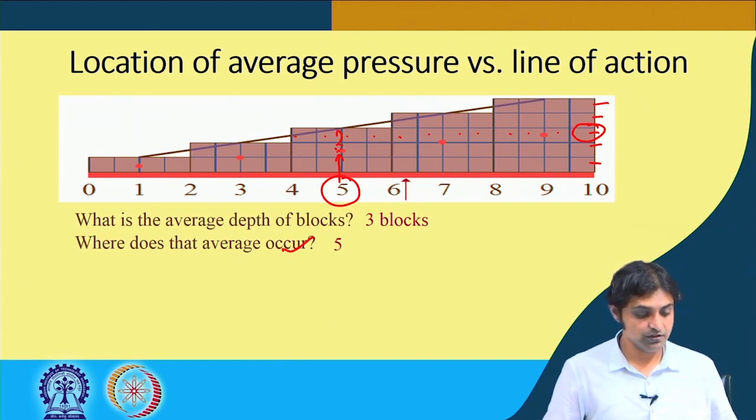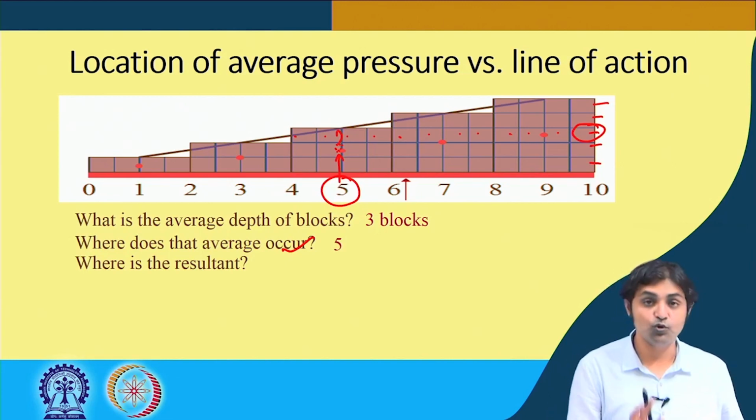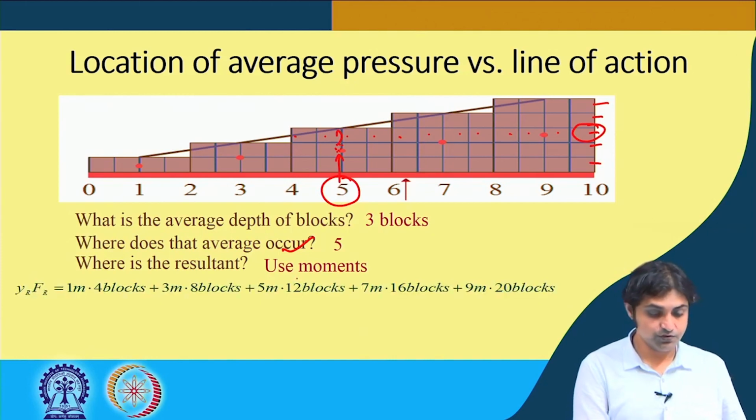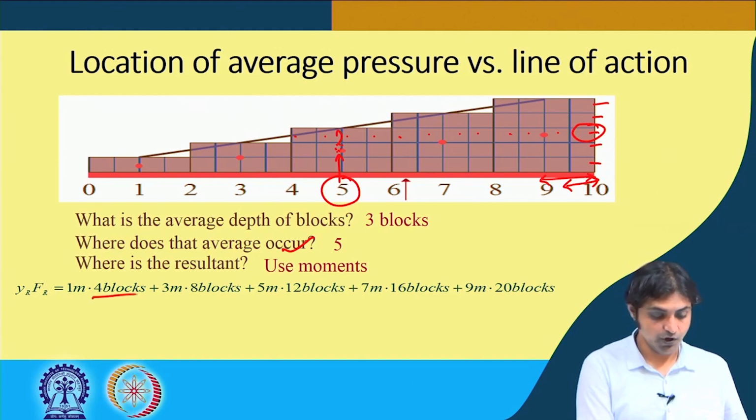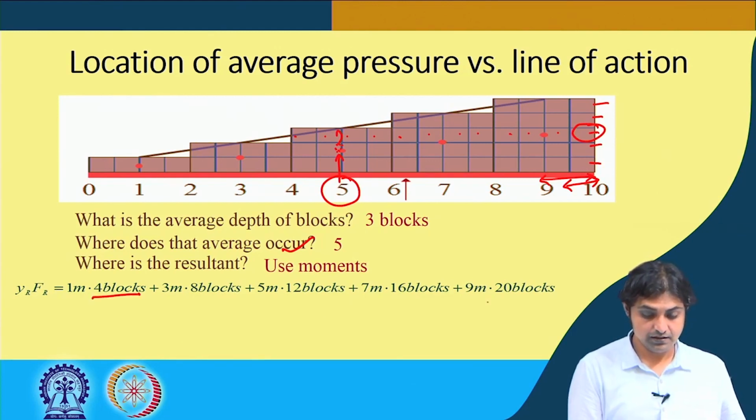Now the most important, where is the resultant actually? How are you able to find this resultant? We will use moment balance here. So correct. What are we going to do? We are going to do YR into FR. Resultant force is equal to 1 meter. So this is 1 meter. How many blocks are there? Tell me. 4 blocks, see, 1, 2, 3, 4.